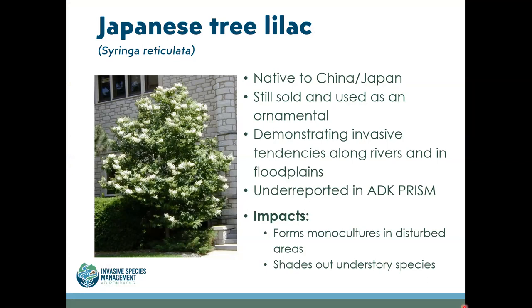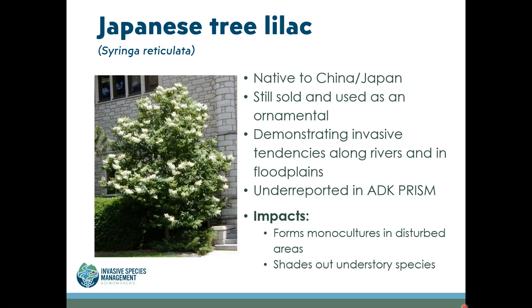So we're really interested in learning more about where this tree occurs across our region. We've seen it acting very invasively along portions of the AuSable River, and it is known to create monocultures that shade out other understory species and exclude other trees. So what does it look like?